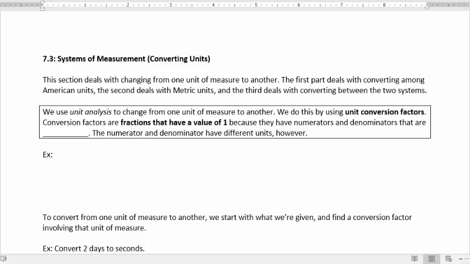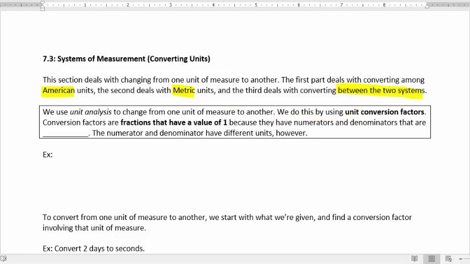So we are now into section 7.3, which deals with systems of measurement, specifically converting units, right? Converting from one unit of measure to another unit of measure. So really it's three separate parts, this section. The first one is going to deal with converting among American units. Then the second one is going to deal with converting among metric units. And then the third one is going to deal with converting between the two systems.